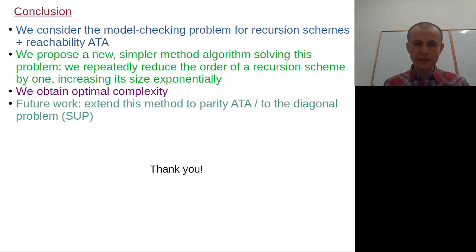Having optimal complexity. For future work, I mentioned two things: extension of this method to more general problems where we have a parity automaton instead of a reachability automaton, and to the so-called diagonal problem, also called the simultaneous unboundedness problem. It's another problem for higher-order recursion schemes.